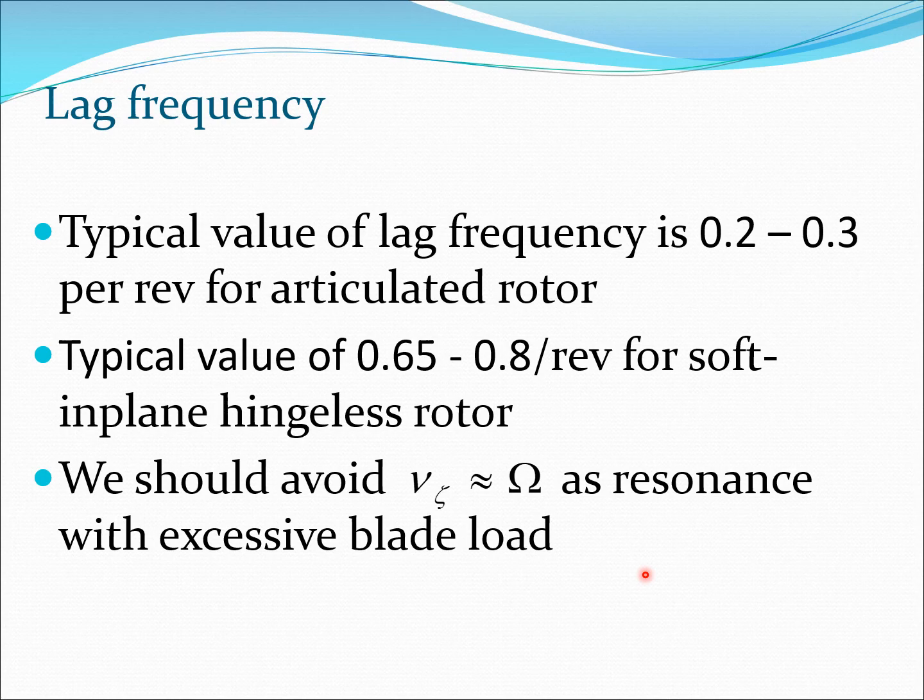Let's look at some possible values of the lag frequency. Typically, for articulated rotors, lag frequencies range from 0.2 to 0.3 per rev, and for soft in-plane hingeless rotors, they range from 0.65 to 0.8 per rev. Now, generally, we want to stay away from the region which is close to the rotation speed in the lag direction, because the lag motion is in the same direction as the rotation speed. If you get too close to the rotation speed, you are going to encounter resonance type of conditions and excessive blade loads.